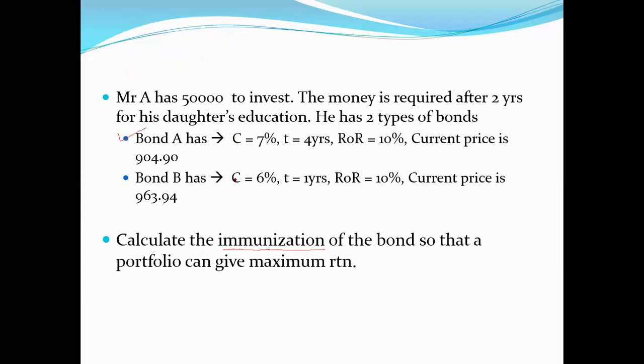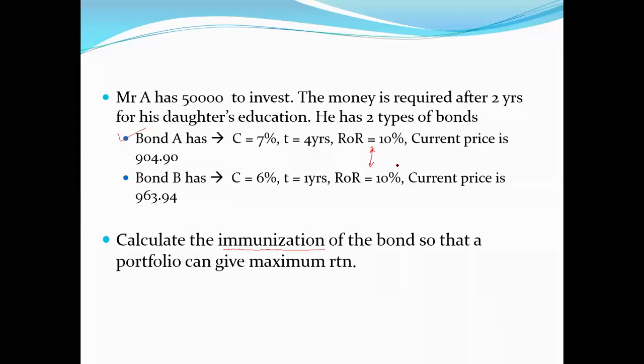Next, the data available for bond B: time duration is 1 year, coupon rate 6%, and the required rate of return is the same in both cases, so there is no change as far as required rate of return is concerned. The market price is 963. So we are required to calculate the bond immunization strategy in such a case.